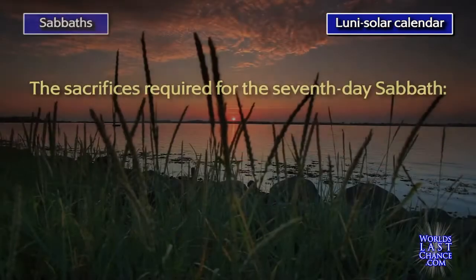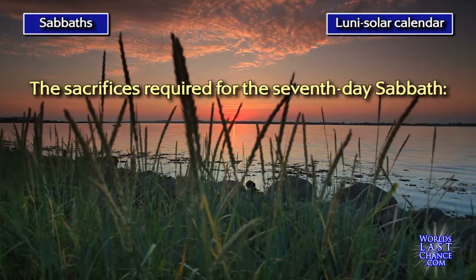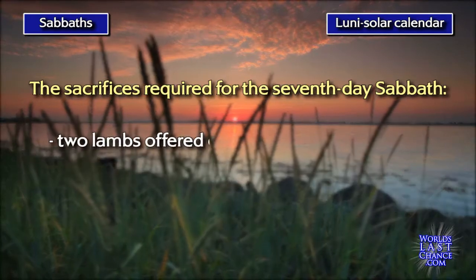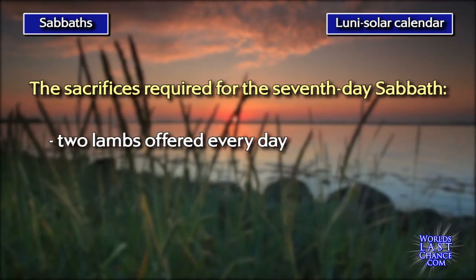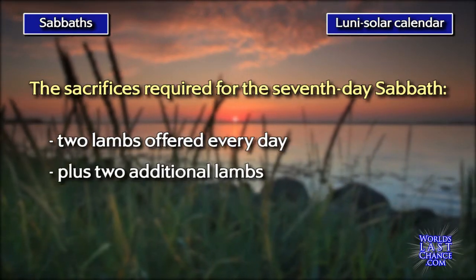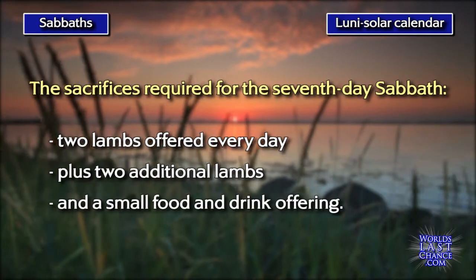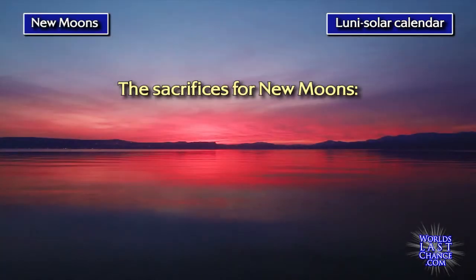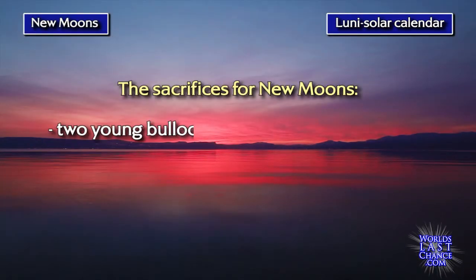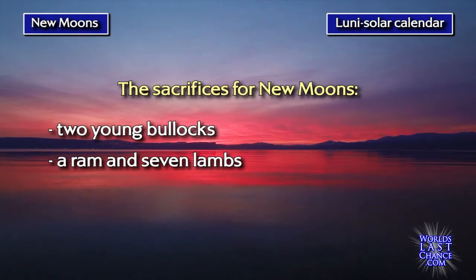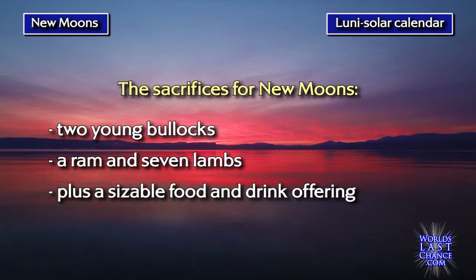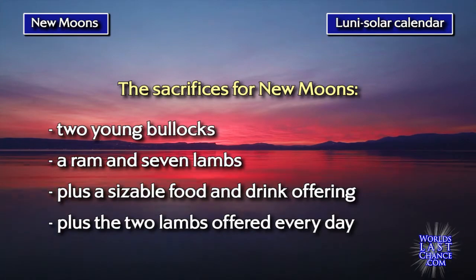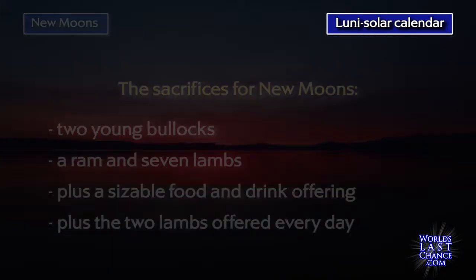The sacrifices required for the seventh-day Sabbath were simply the 2 lambs offered every day, plus 2 additional lambs and a small food and drink offering. The sacrifices for new moons included 2 young bullocks, a ram, and 7 lambs, plus a sizable food and drink offering, plus the 2 lambs offered every day.